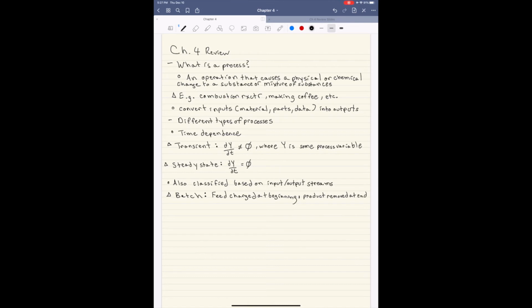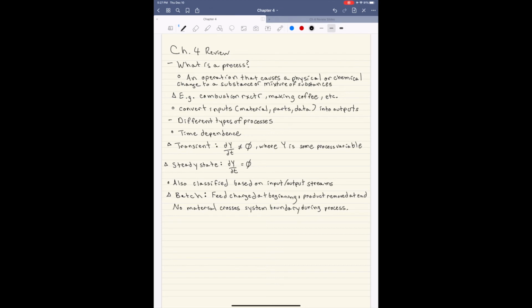Okay? And so with the batch process, your input and output streams never cross the system boundaries over the period that that process is occurring. And so no material crosses the system boundary during process.